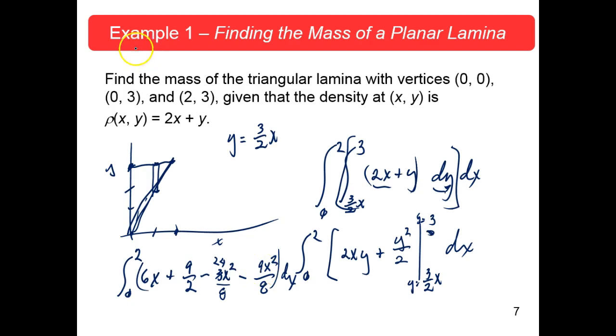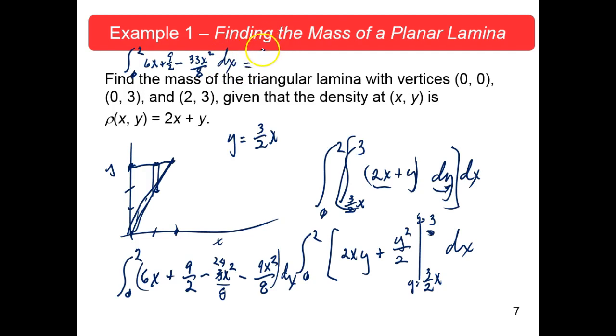Where am I going to write this? Let me do it up here. The integral from 0 to 2 of, the last part is going to be minus, what did I say, 33x squared over 8. And the first part is going to be 6x, that's just 6x. And that's going to be 9/2. Okay, no like terms there. This is going to be dx. So this is the integral in x that we're doing.